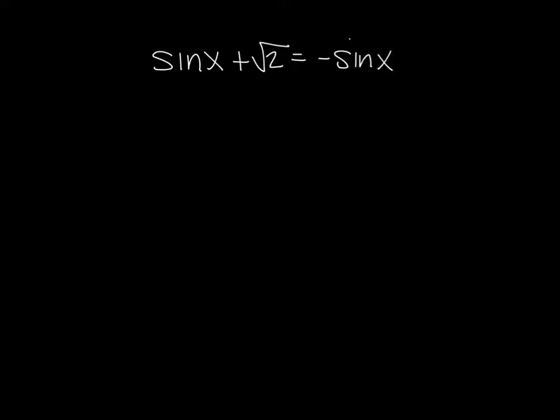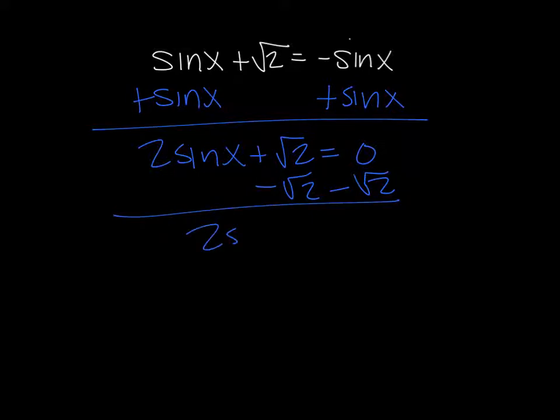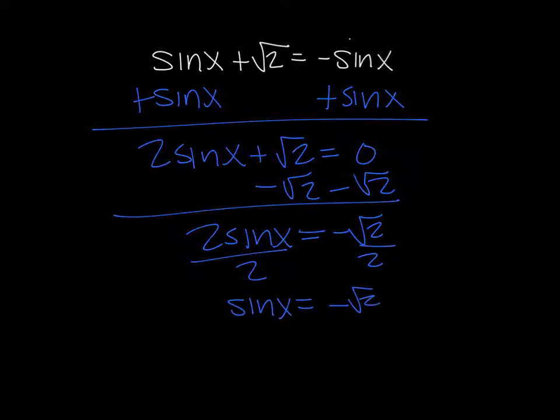Notice that I have 2 sines here. I have a sine here and here. And so I want to get them on the same side. So I'm going to add sine of x to both sides. So now I have 2 sine x plus the square root of 2 equals 0. I'm going to subtract the square root of 2 from both sides. So now I have 2 sine x equals negative square root of 2. I'm going to divide by 2. And so we get sine of x equals negative root 2 over 2. Okay, so now we're back to the unit circle.